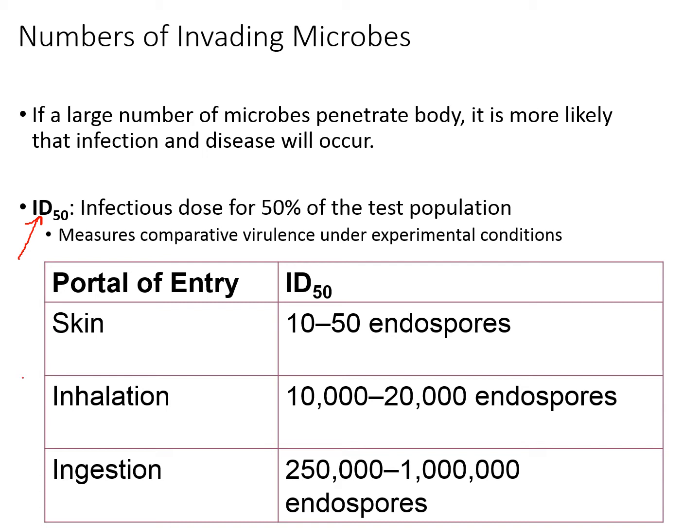Skin, by the way, is the preferred portal of entry for Bacillus anthracis. We can see that only 10 to 50 endospores are necessary to cause infection in 50% of test animals via the skin. Inhalation is next. We need 10,000 to 20,000 endospores to cause infection in 50% of test animals. And then you have ingestion, where 250 to 1 million endospores are needed to cause an infection.